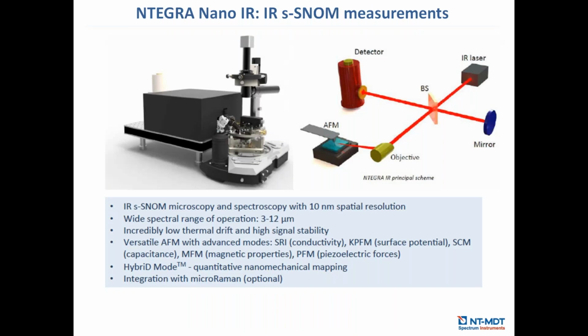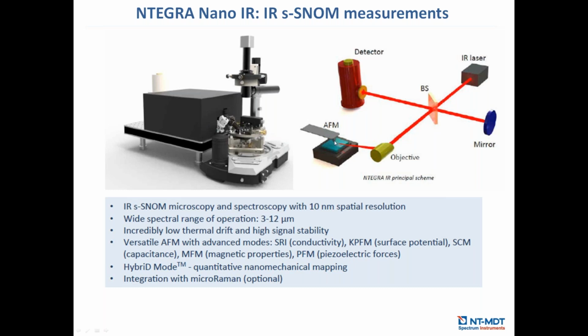Another way of combining AFM together with optical techniques is scattering SNOM in the infrared range. So here is how our integral nano IR system looks like. We have the AFM part, and together with AFM, we have the detection based on the Michelson interferometer, bringing the tip and detecting the nonlinear part of the tip oscillations.